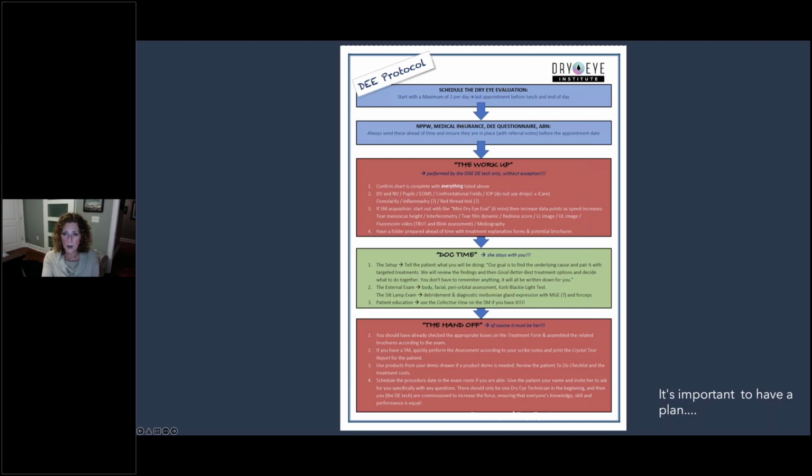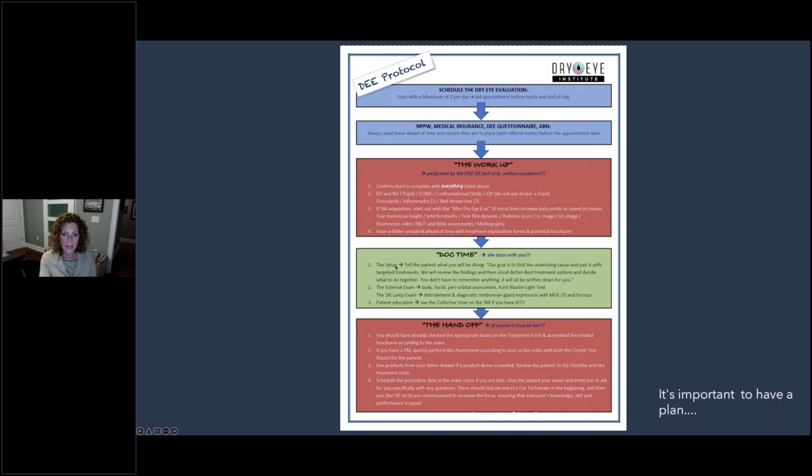Their questionnaire, all their information is pulled ahead of time, and then the technician's going to do the workup. She's going to do everything you do in a follow-up as far as, you know, VAs, pupils, EOMs, confrontational fields, but she has a list of her acquisition items for the 5M. And then we have patient education prepared ahead of time, so we're not running around digging for it.